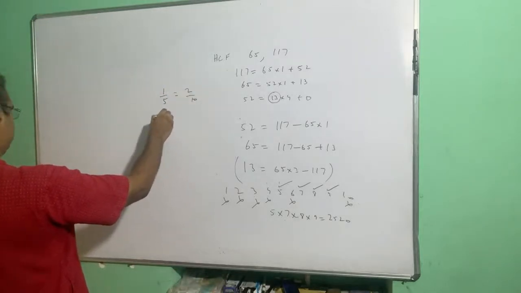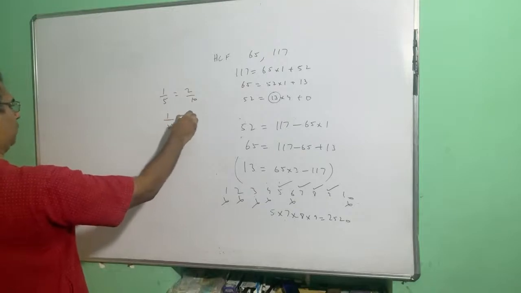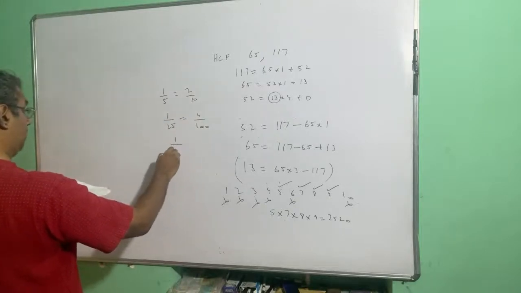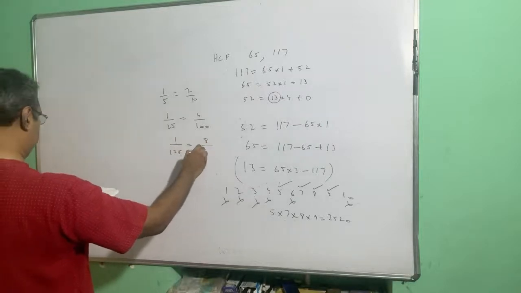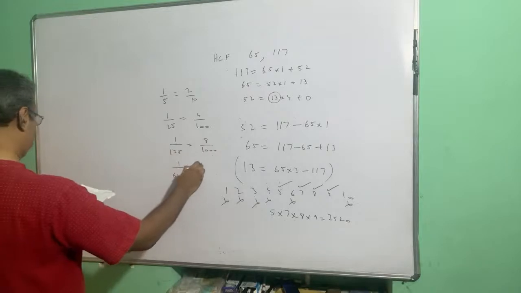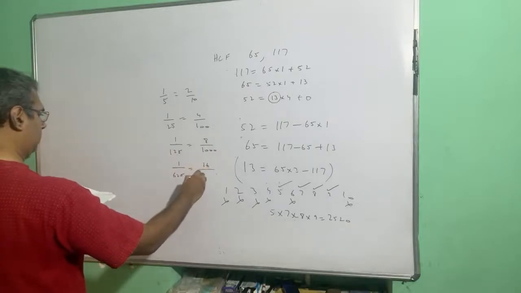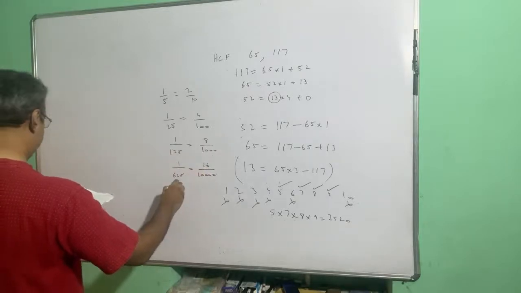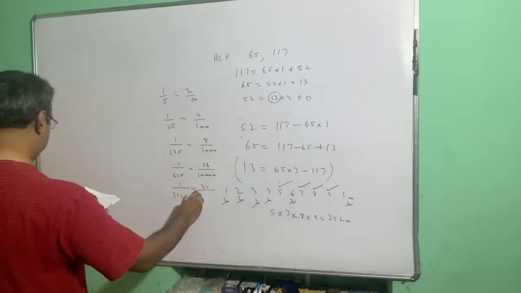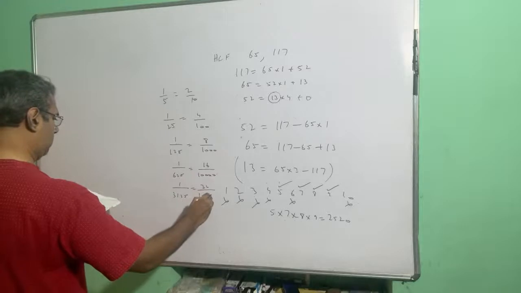Then the next concept that will help you to do this PDF, you know that 1 by 5 is actually nothing but 2 by 10, 1 by 25 is nothing but 4 by 100, 1 by 125 is 8 by 1000, 1 by 625 is 16 by 10,000, 1 by 3125 is 32 by 1 lakh.